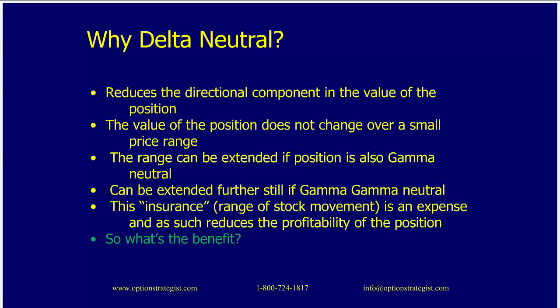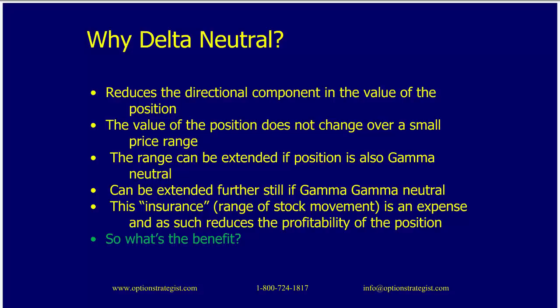All right, so why do we want to be delta neutral? Well, it's going to reduce the directional component in the value of the position. The value of the position will not change over a small price range. Now, think about it. The reason that the deltas do change is because of gamma. So what if we had a position that was also gamma neutral? What if the gamma was 0? That would extend the range over which the deltas don't change.